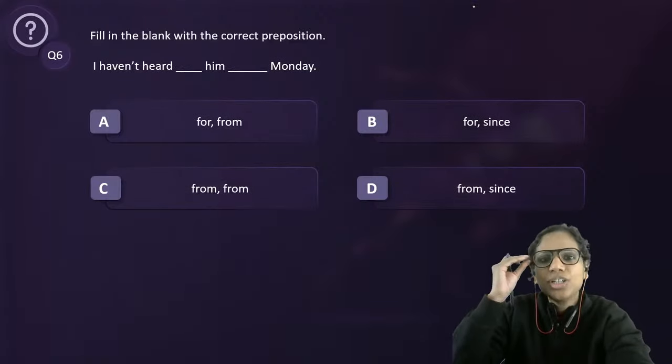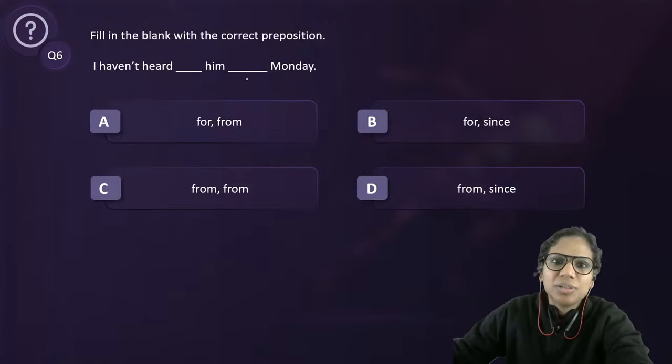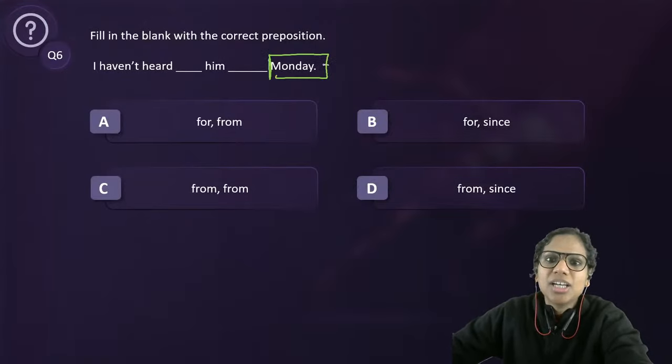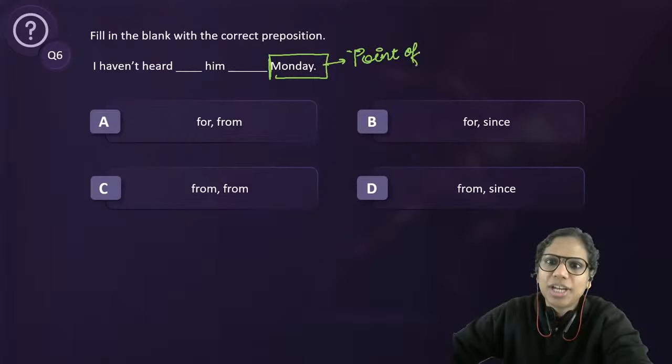So I haven't heard dash him dash Monday. Okay, so I am talking about a point of time. The preposition for a point of time is since. So I haven't heard from him since Monday.